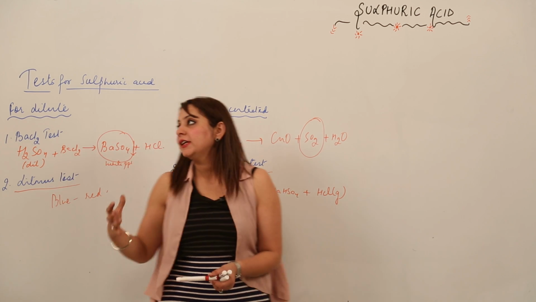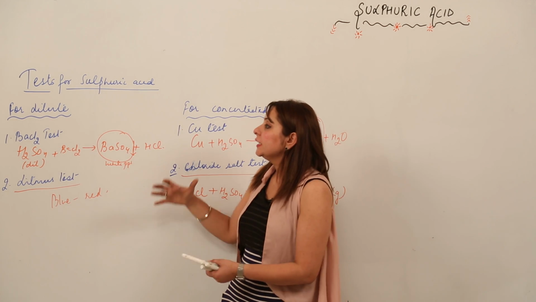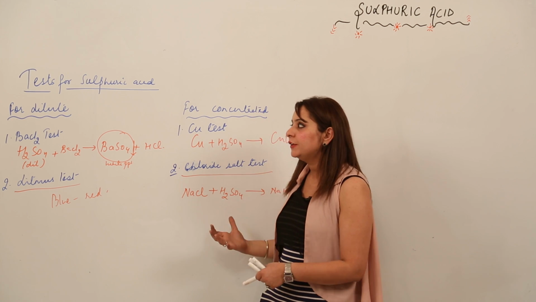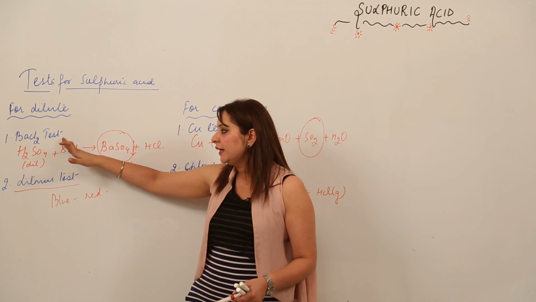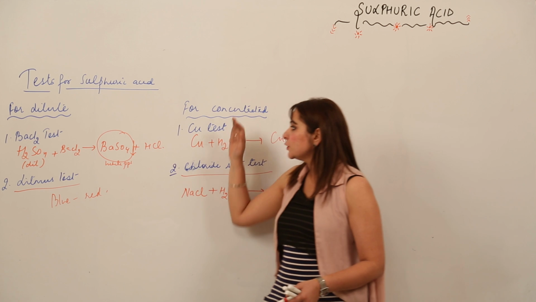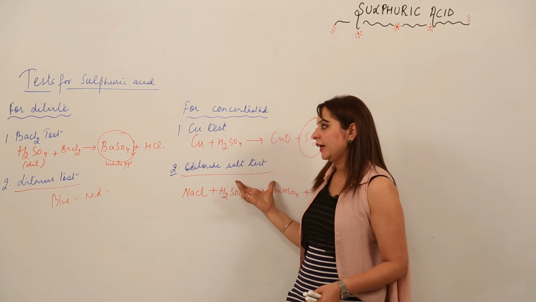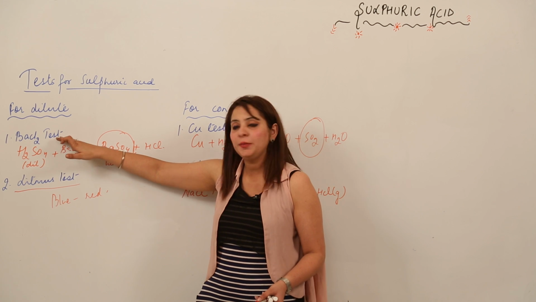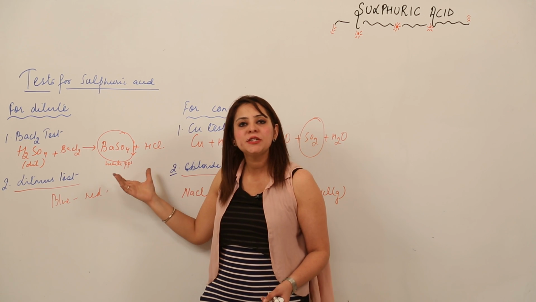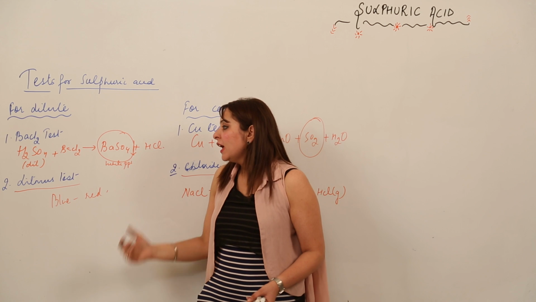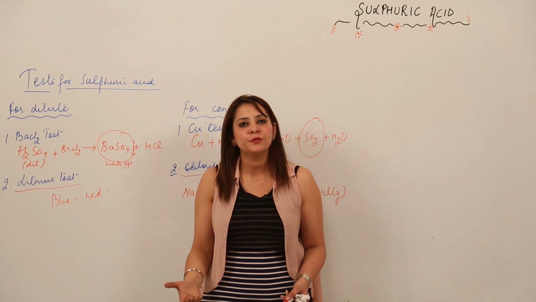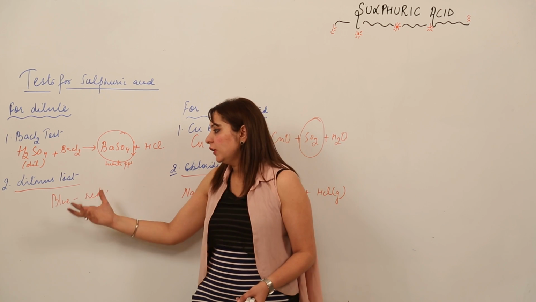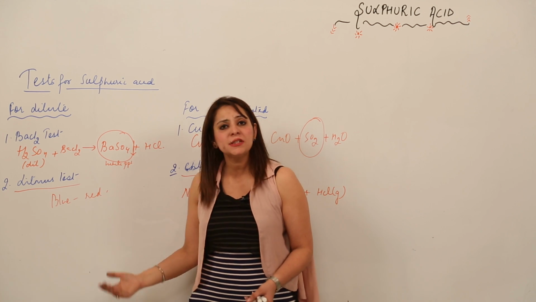So these are the tests by which you can identify the dilute sulfuric acid and the concentrated one. Dilute by the barium chloride test and the litmus test, concentrated by the copper test and the chloride test. What is the identification property, like what do you see when you react with barium chloride? We are left with the white precipitate due to BaSO4. And litmus, you all know, is a general test for all acids, that it changes blue litmus red.